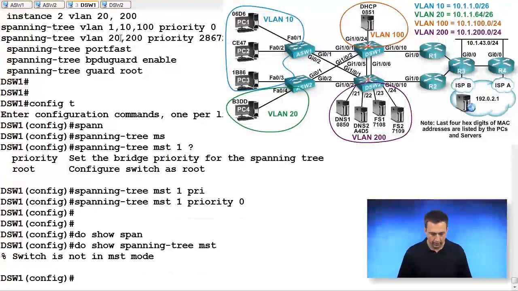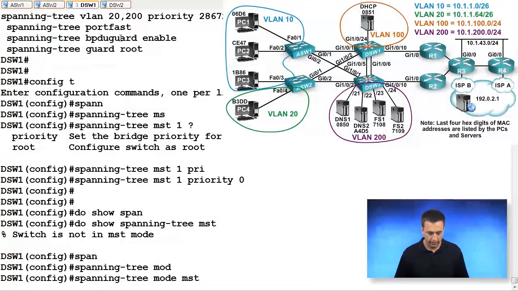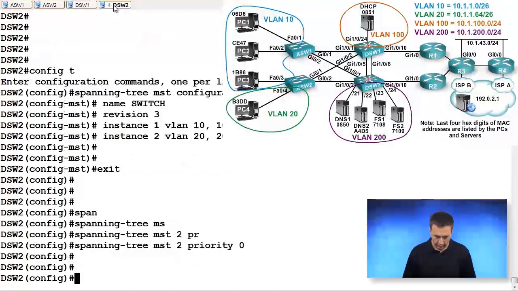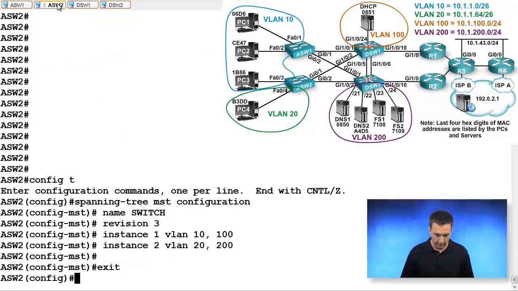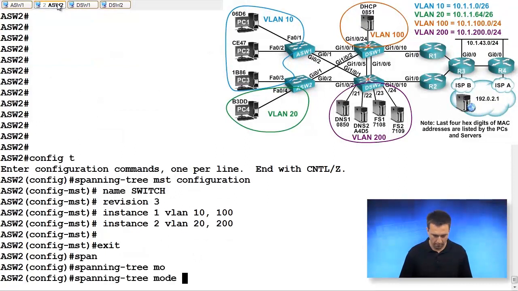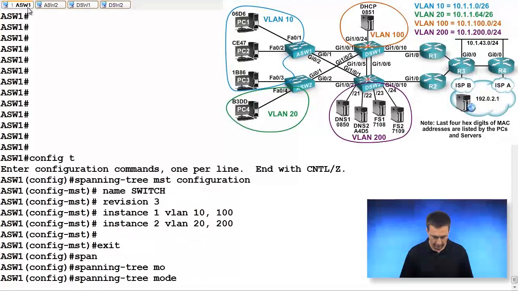On DSW1, if we type in do show spanning tree MST, we can see here that the switch is not in MST mode. So to do that, we type in spanning tree mode MST. We'll do that on all the switches. Spanning tree mode MST. Spanning tree mode MST. And lastly, spanning tree mode MST.